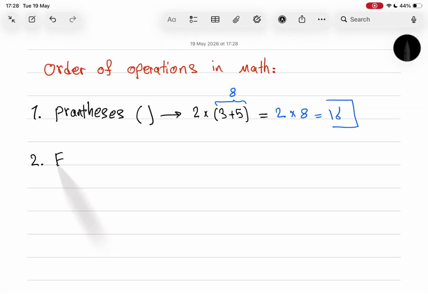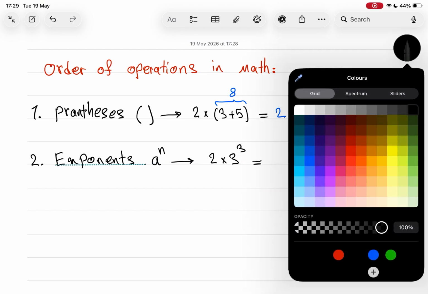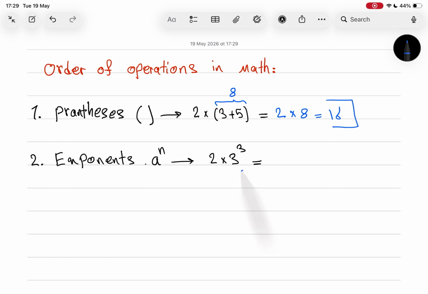The second priority in mathematics is exponents, like a to the power of n. For example, 2 times 3 to the power of 3. The first thing we do is calculate the exponent. 3 to the power of 3 equals 27. Then, 2 multiplied by 27 equals 54.